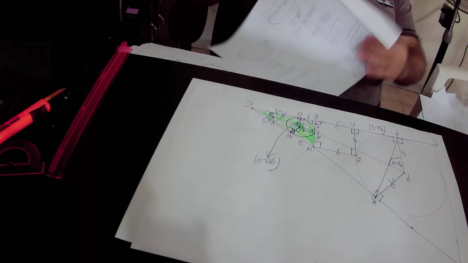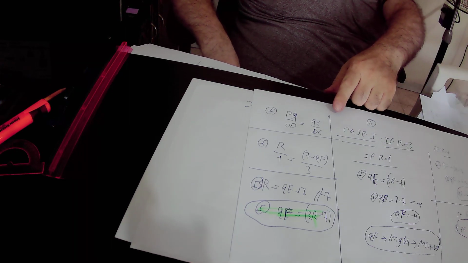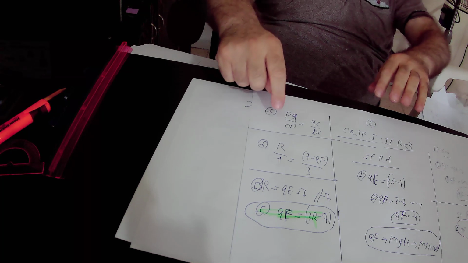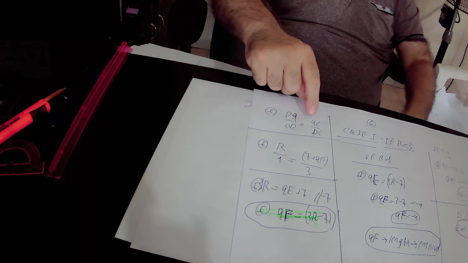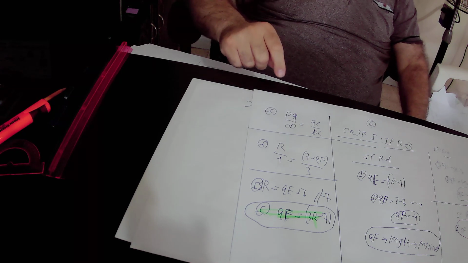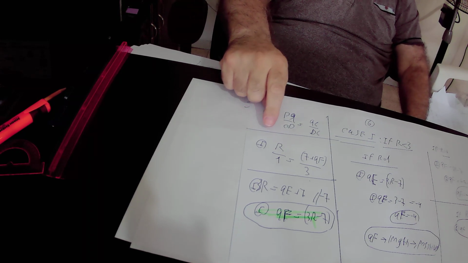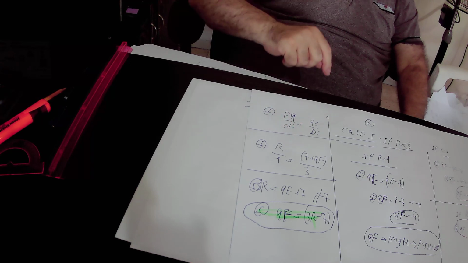we will conclude that PQ over OD equals QC over DC. PQ is R, OD is 1, QC is 7 plus QF, and DC is 3. So here we multiply this equation by 3, and we get that R equals QF plus 7.